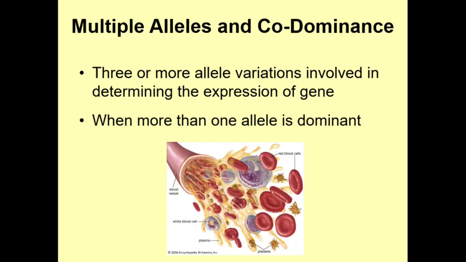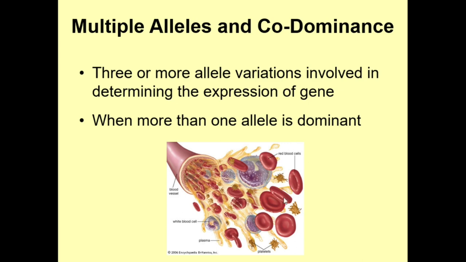Our third type of dominance is codominance. If you remember, codominance is where you get different alleles that are equally dominant, so they are expressed in equal and distinguishable ways. The example that we like to use for this is blood and blood types. Blood types are interesting because they're also an example of what we call multiple alleles.